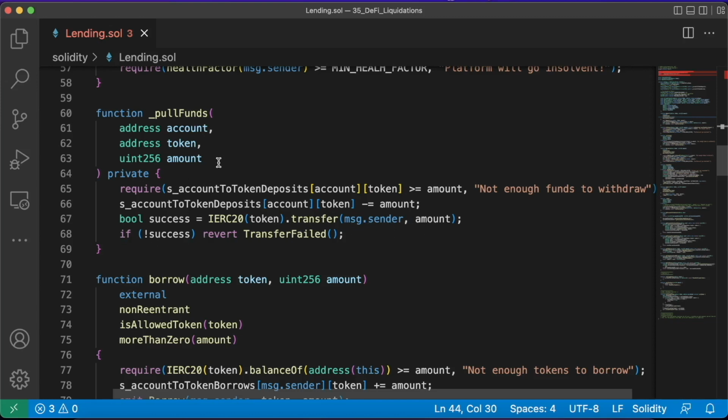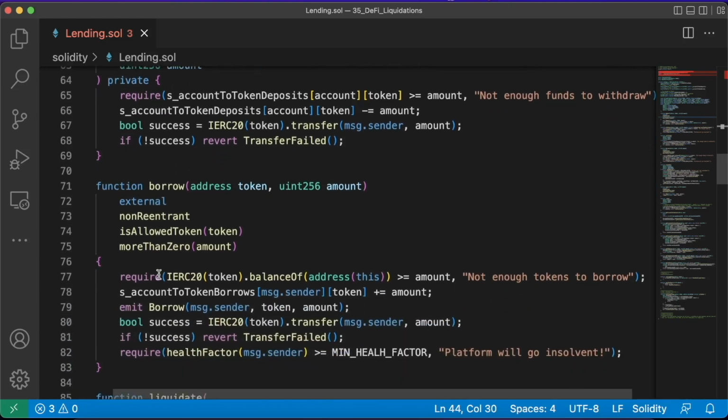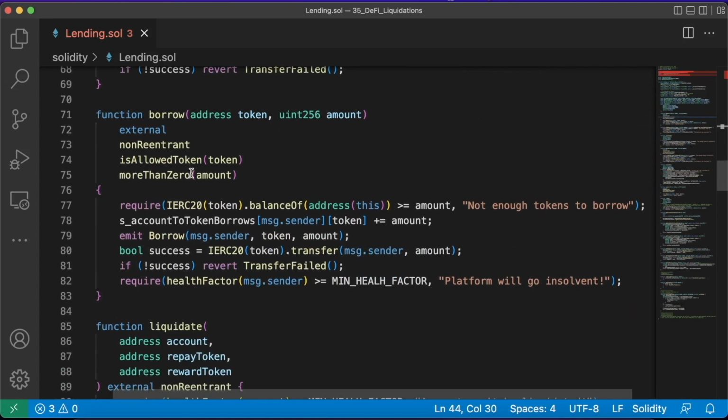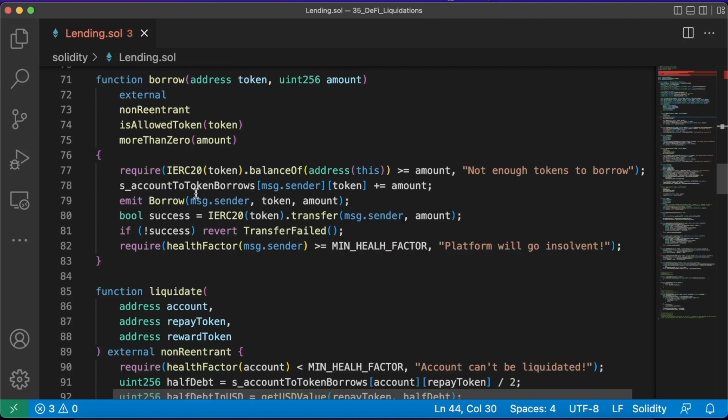And this pool of funds is going to be used in several instances. Let's go to the borrow function here. Here we require that the token being borrowed has a balance that allows for borrowing that amount, and then we increase the amount borrowed by the caller of this function. Then we emit the event, and then we transfer from the contract to the sender.